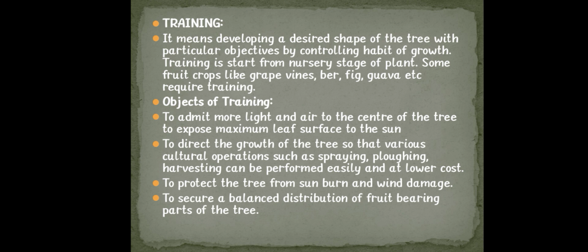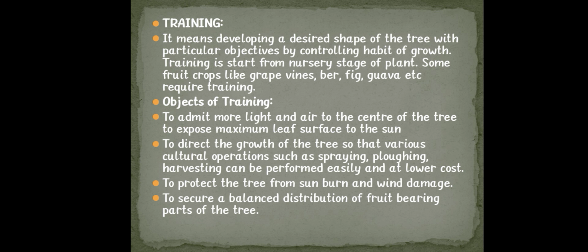What is training? It means developing a desired shape of the tree with particular objectives by controlling the habit of growth. This training starts from the nursery stage of the plant. Some fruits like grapes, pear, fig and guava require a training method. So here we are saying what the objectives of training are.